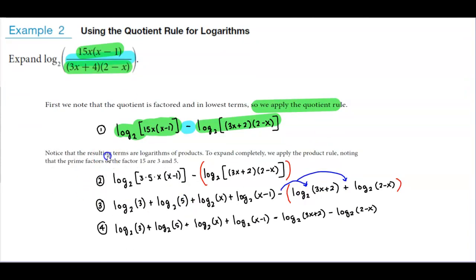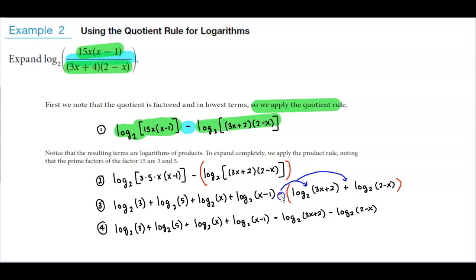Okay, now notice that the resulting terms are logarithms of products. So to expand completely, we apply the product rule, noting that the prime factors of 15 are 3 and 5. So here we have the log base 2, and we're going to factor 15 to be 3 times 5 times x minus 1. And then minus, if you notice, I'm putting parentheses around this because I'm going to be subtracting. And this is the log base 2 of 3x plus 2 times 2 minus x.